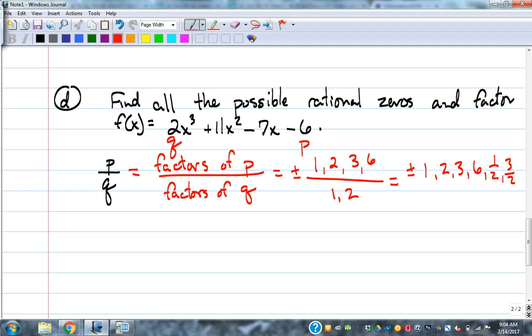All right, so our list, dividing all of these by 1 gets us the 1, 2, 3, 6. Dividing all of these by 2 gets us the 1/2 and the 3 over 2. 2 over 2 is already there, it's 1. 6 over 2 is already there, it's 3. So you don't repeat any of them. So we've got these possible answers that could be the rational zeros for this particular polynomial. So we've got 12 numbers as opposed to every number in the world. It really narrows it down a lot for us.